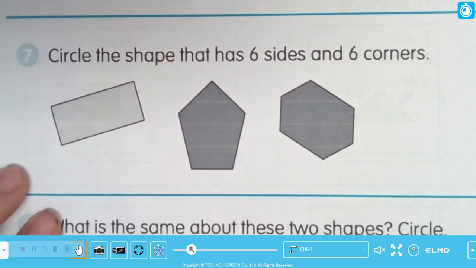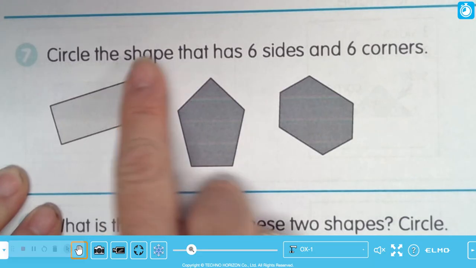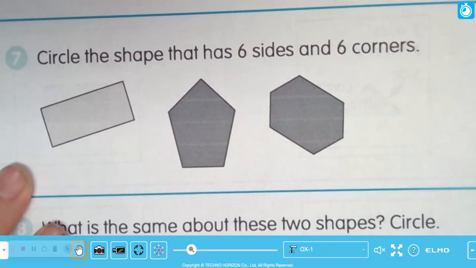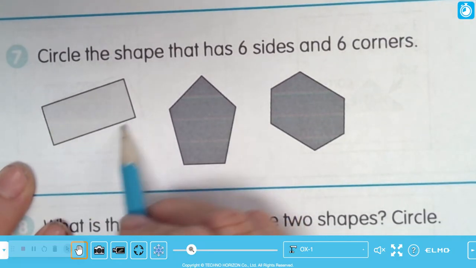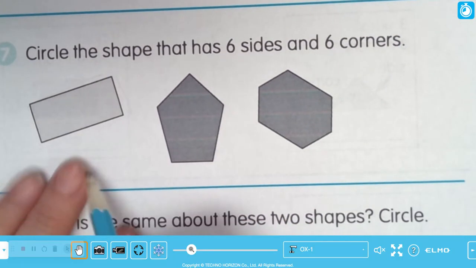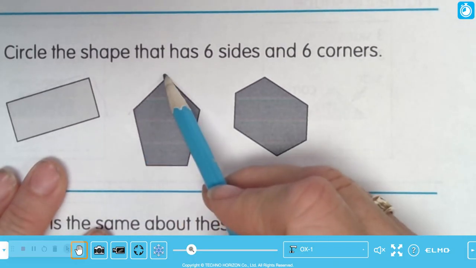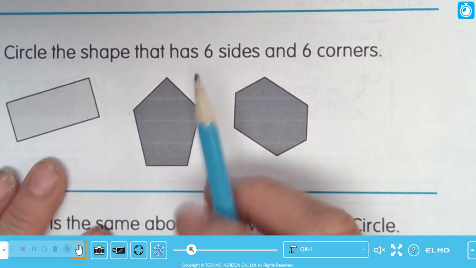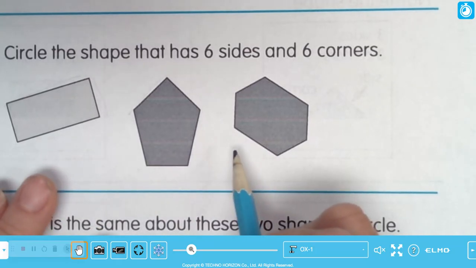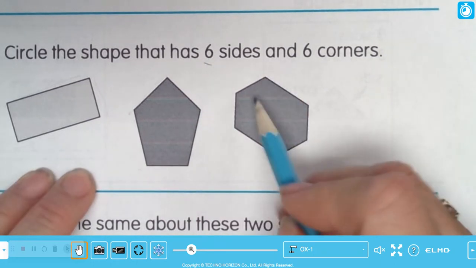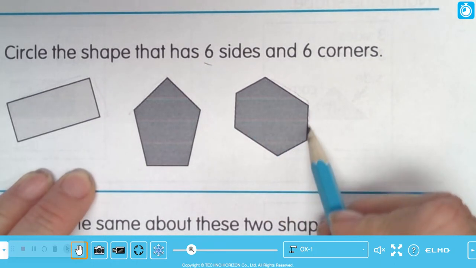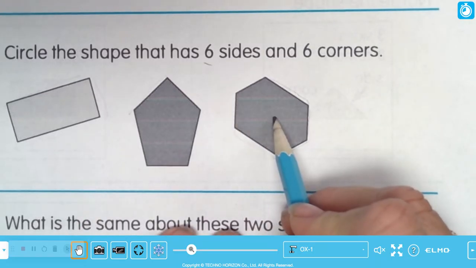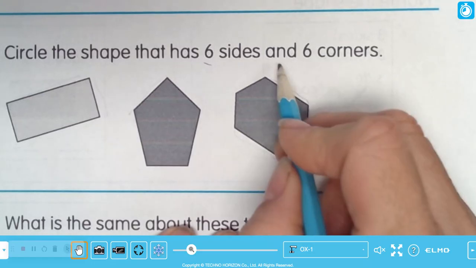Okay, number 7. Circle the shape that has 6 sides and 6 corners. Okay, 6. Let's see. 1, 2, 3, 4. Nope, we're not going to circle that one. Let's try this one. 1, 2, 3, 4, 5. This one has 5. Should I circle it? Nope. It says 6. Let's try this one. 1, 2, 3, 4, 5, 6. This one has 6 sides and 6 corners. Should I circle it? Yes, I should.